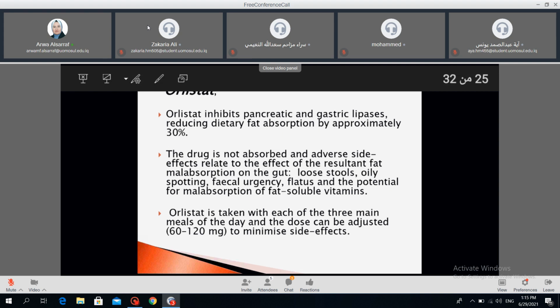Orlistat is usually taken with each meal, and a dose from 60 to 120 milligram can be taken, and we try to decrease the dose to avoid or decrease the side effects.